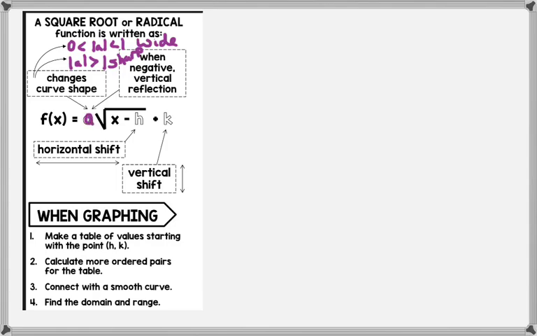So that's what the A is going to do. But A also is going to tell us if there's a vertical reflection. That means it is reflected across the x-axis. So those would be the ones that are upside down.